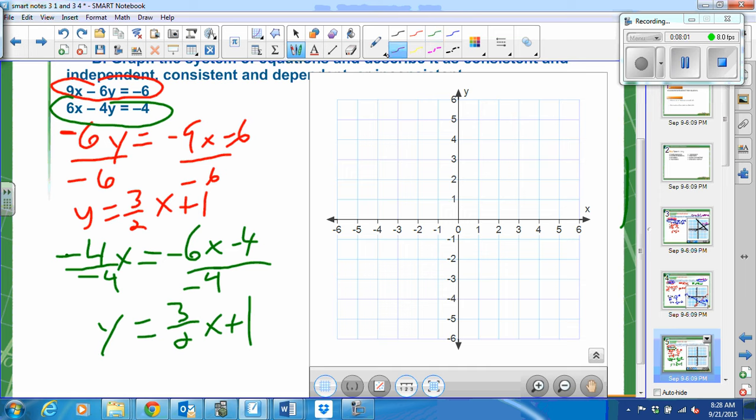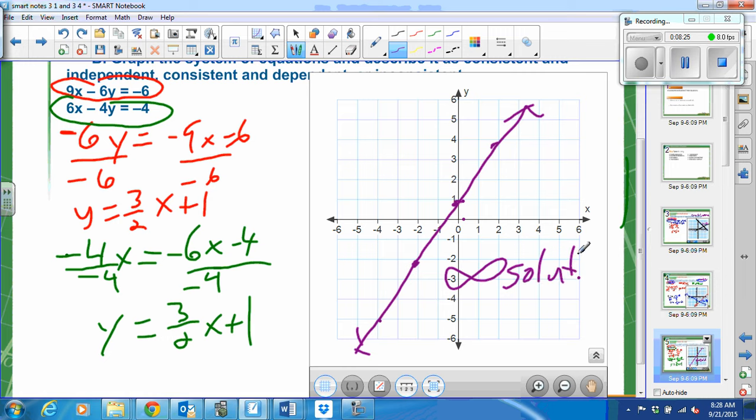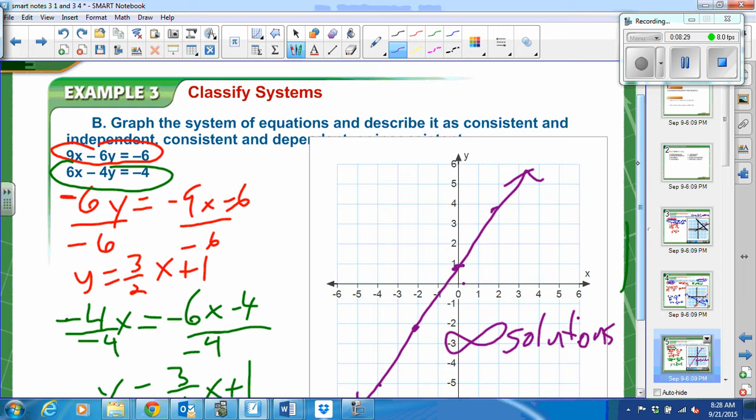And we'll do it in purple. So 3/2 x + 1. So we want to rise 3, run 2, or go down 3, back 2. And both of these lines would end up graphing just like that. So it has infinite solutions. And therefore it is consistent and dependent. So going up here, it's consistent and dependent.